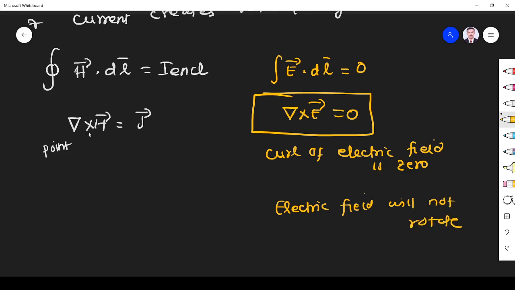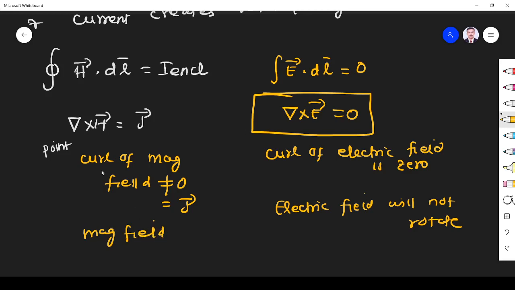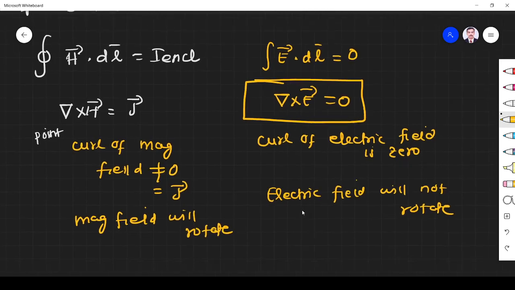What about this? Here, the curl of the magnetic field is not 0. The curl of the magnetic field is J only. The curl of the magnetic field is not equal to 0, and it is equal to J, the current density. So depending upon the J value, it will rotate fast. More current, more rotation. So the magnetic field will rotate. Curl is not 0, that is, the rotation of the magnetic field is not 0. That's what we know from our school days itself, right? So that is a very important point.